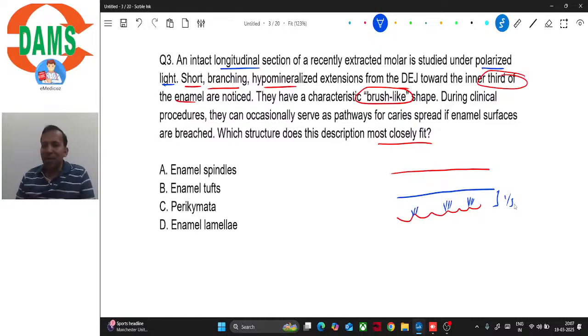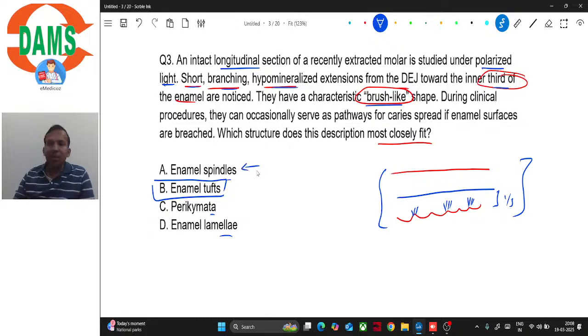So what do you think is the correct answer here? Is it option A, B, C or D? Is it enamel spindle, tuft, pericymata or lamellae? As we can see from this drawing, and also from the description, it is restricted within the inner third. Also, it has a brush-like structure, or you can say a tuft of grass-like structure, isn't it? Short, branching, hypomineralized. So all of this fits enamel tufts.